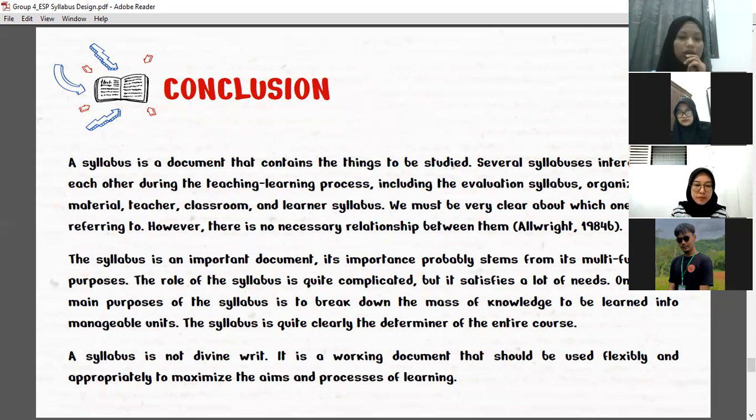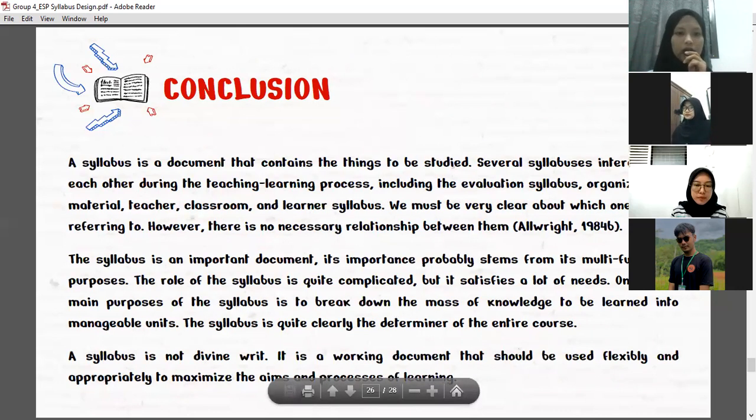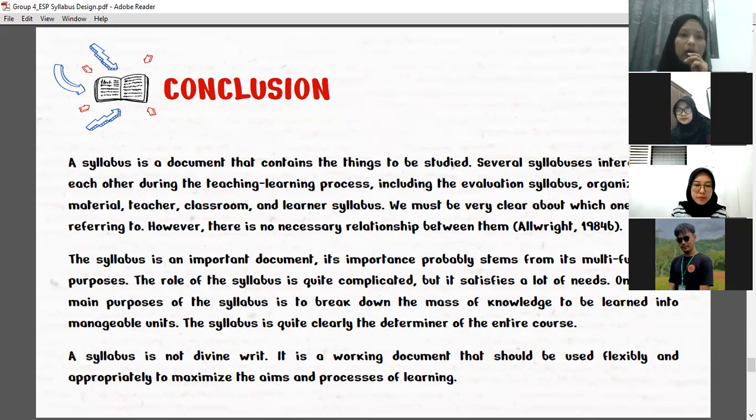I would like to conclude all of the materials. A syllabus is a document that contains the things to be studied. Several syllabuses interact with each other during the teaching learning process, including the evaluation syllabus, organizational, material, teacher, classroom, and learner syllabus. We must be very clear about which one we are referring to. However, there is no necessary relationship between them, according to Allwright in 1984.